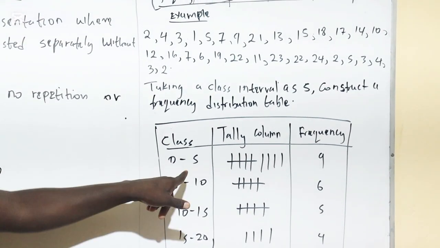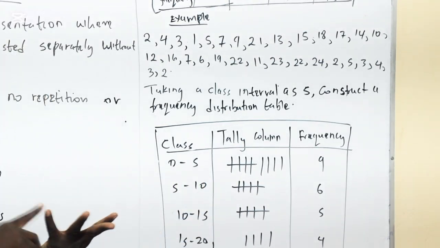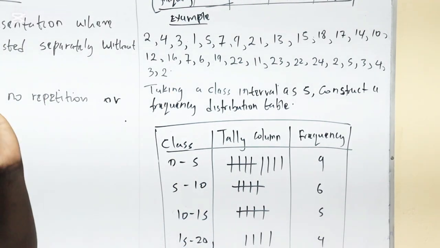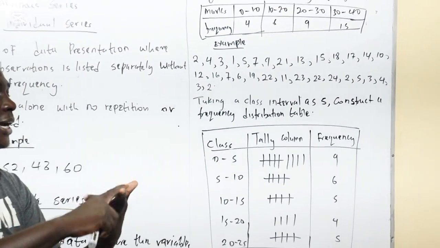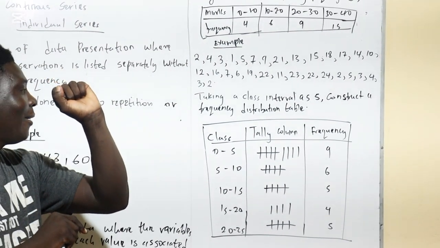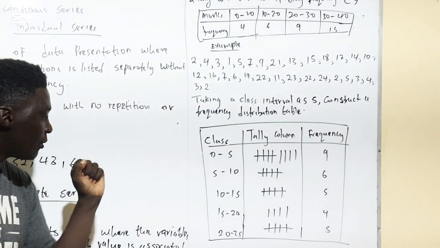No, 0. Actually, for this case, we trace the number between 0 to 5. That is 0, 1, 2, 3, and 4. It's up to 5. Same, 5 to 10, another from 5. That's 5, 6, 7, 8, and 9. They are 5. Are we together? So that's what we call a class interval.